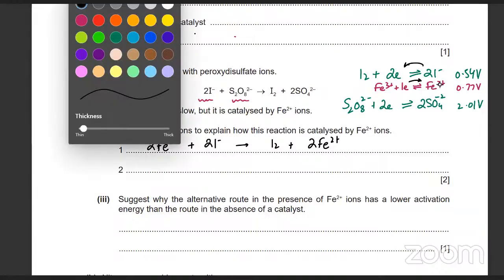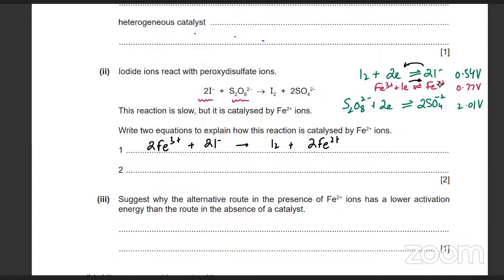Then the same iron ions will also go and react with SO4 2 minus. That's the higher potential that gains electrons, and the iron ions are the lower potential, so they lose electrons. So the same iron ions also react with the S2O8 2 minus equation. So the S2O8 2 minus turns into 2SO4 2 minus.